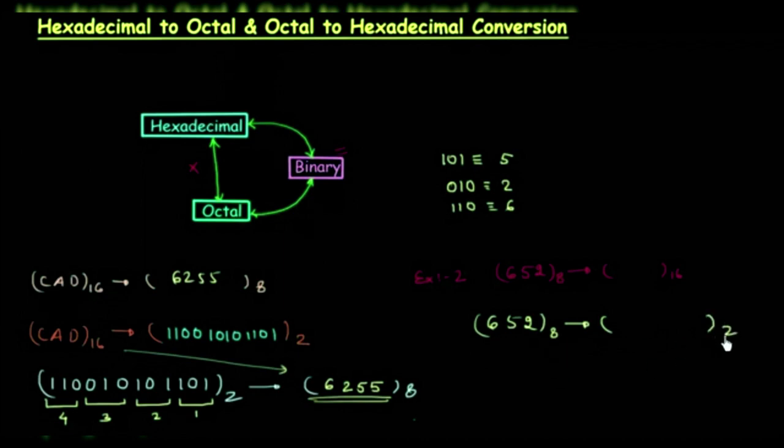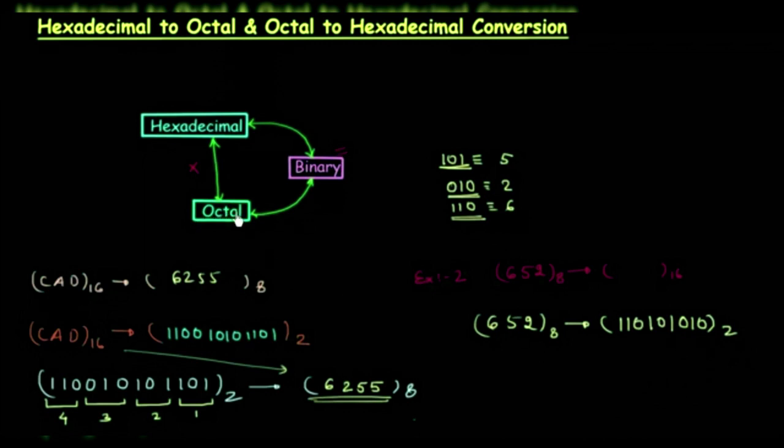And for octal to binary conversion, we have to write 3-bit equivalent binary number for the digits. 6 is written as 110. 5 is written as 101, and 2 is written as 010.